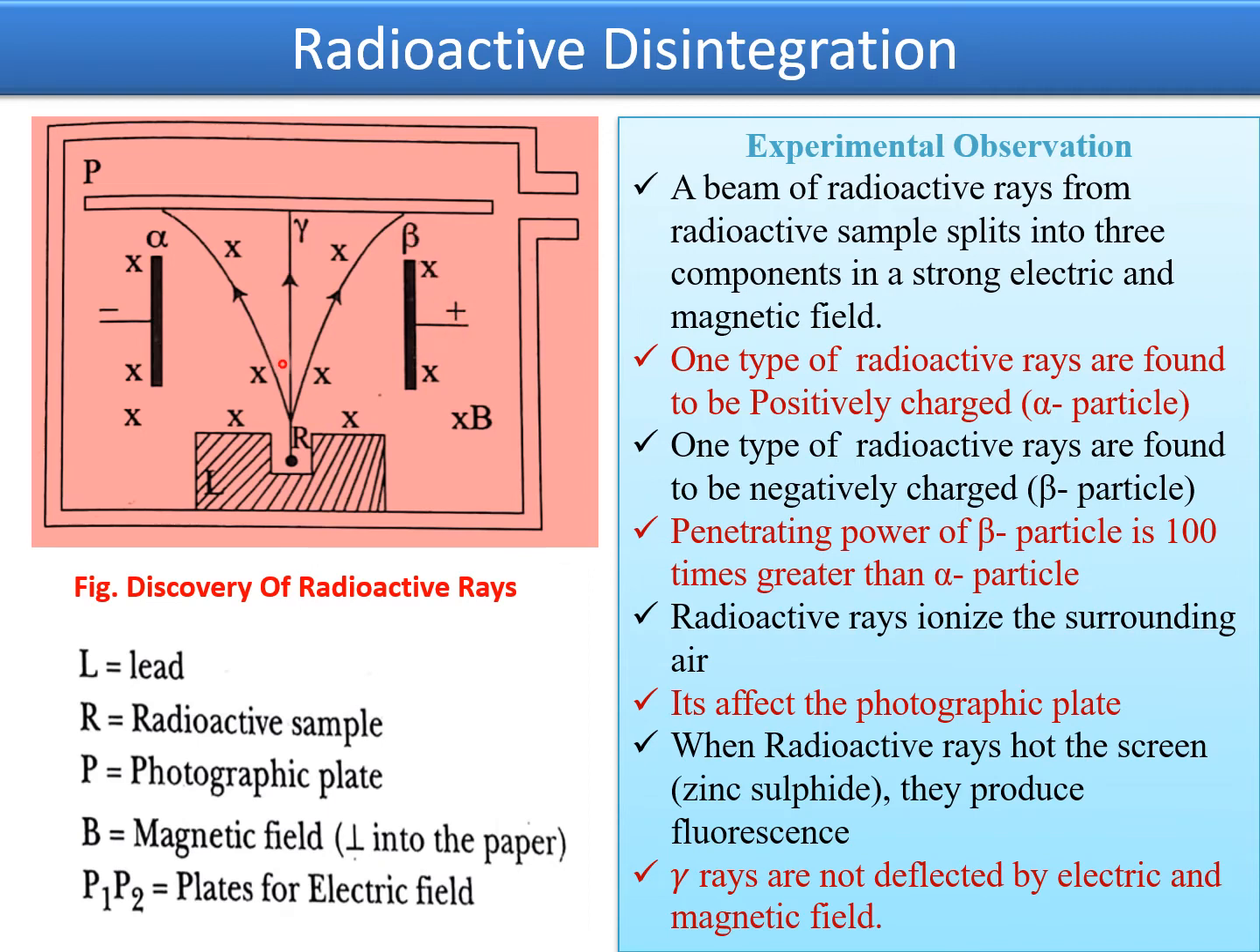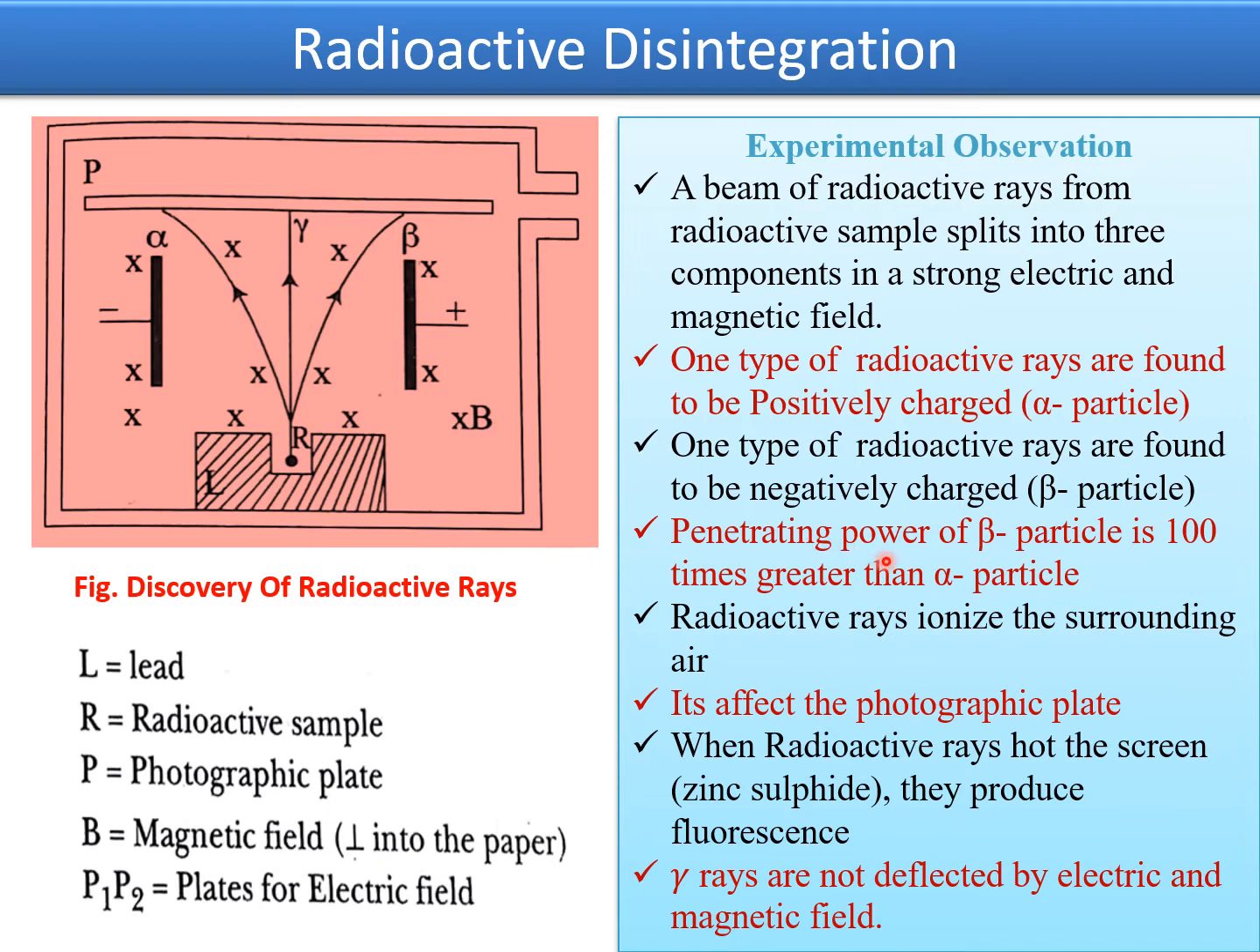Third, gamma doesn't show any deflection towards the positive or negative plate, nor in the magnetic field, and therefore it is directly incident on the photographic plate in a straight line. Some properties are mentioned here: the alpha particle is positively charged, beta is negatively charged, and the beta particle has 100 times greater penetration power than the alpha particle.